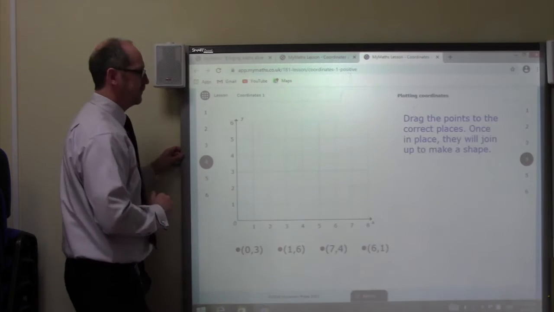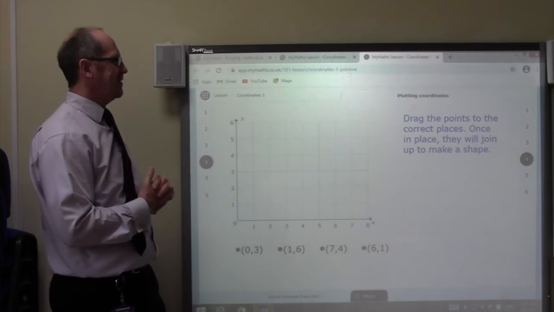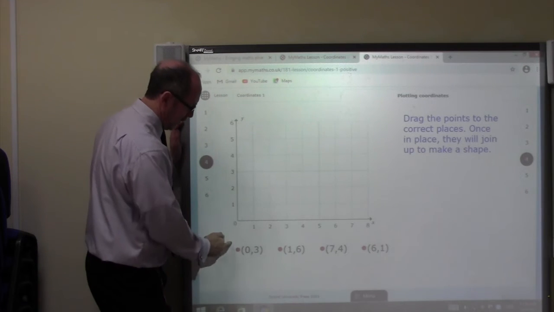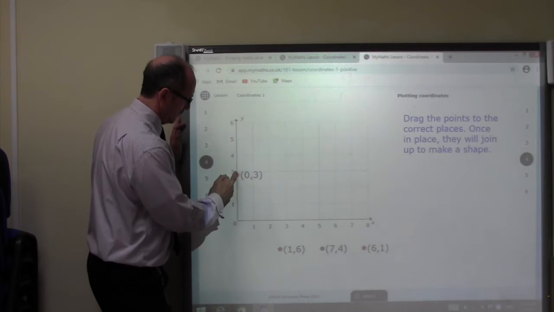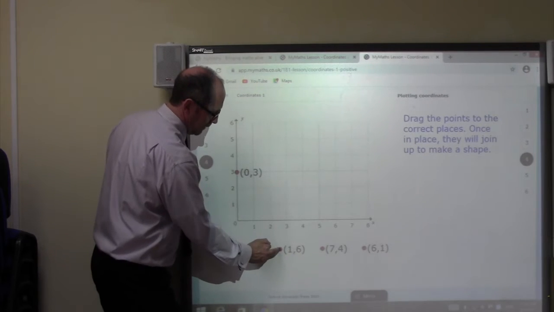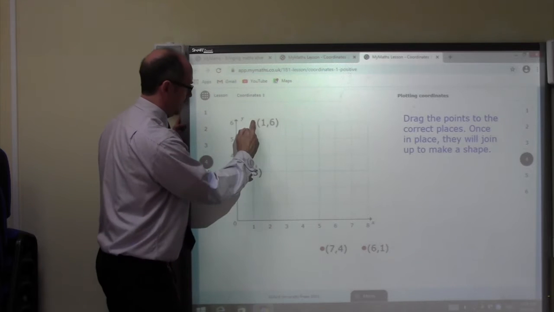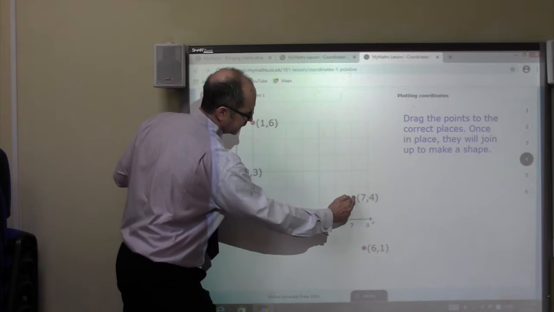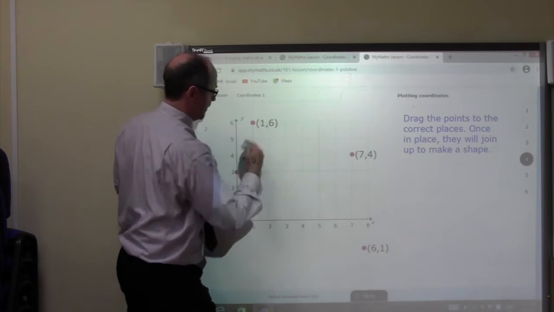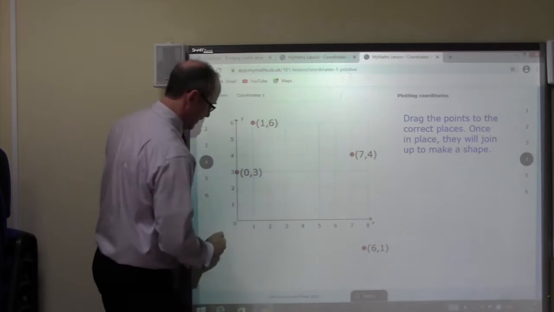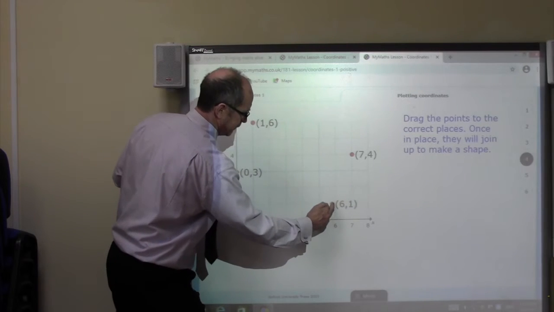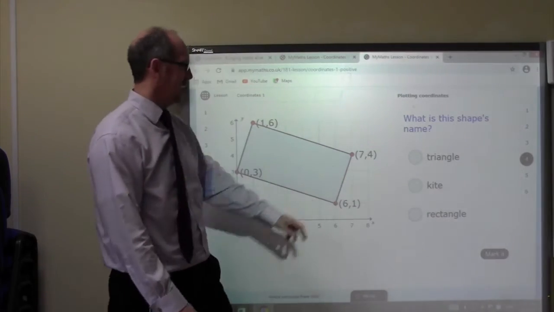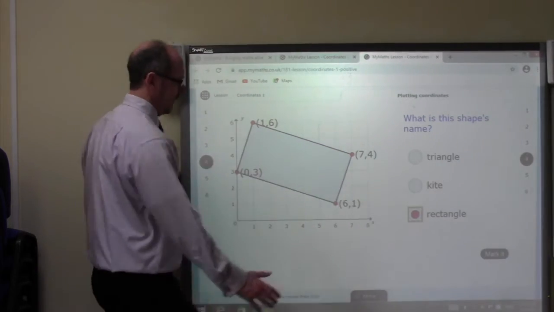The next section. Drag the points to the correct places. Once in place, they will join up to make a shape. So I've got 0, 3. So 0 along is here, and then 3 up. 1 along, 6 up. Then we've got 7 along and 4 up. 1, 2, 3, 4. I don't know if you can see the little lines in between. And then 6 along and 1 up. What shape is that? Triangle? I don't think so. Kite? No. Rectangle. You can mark that one.